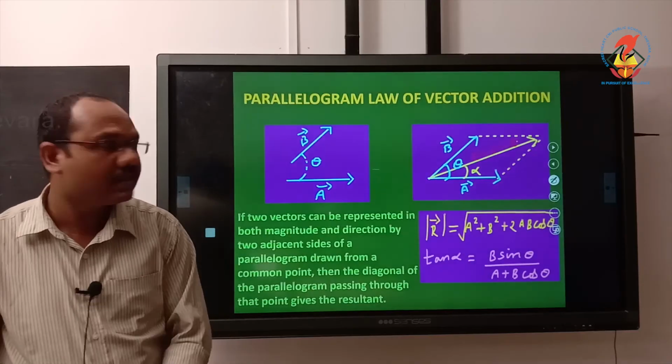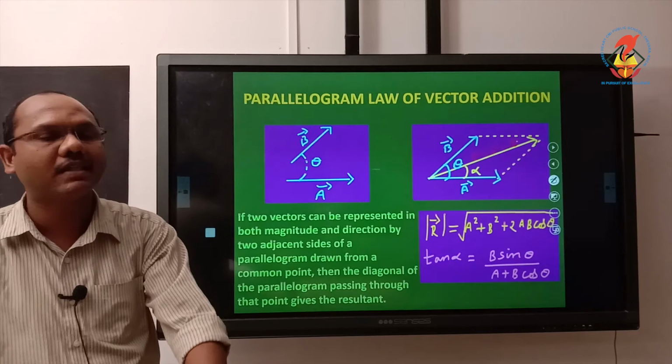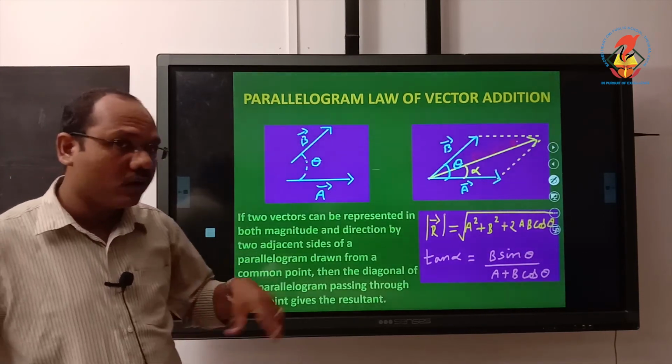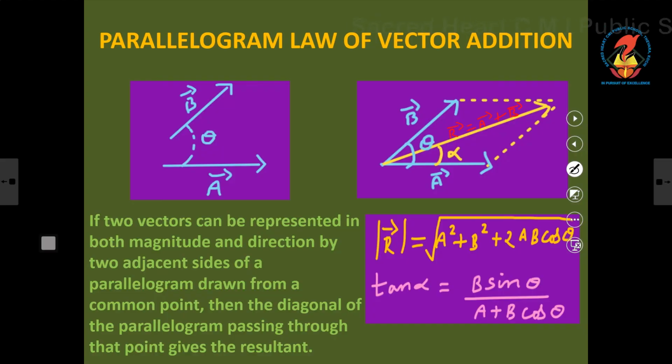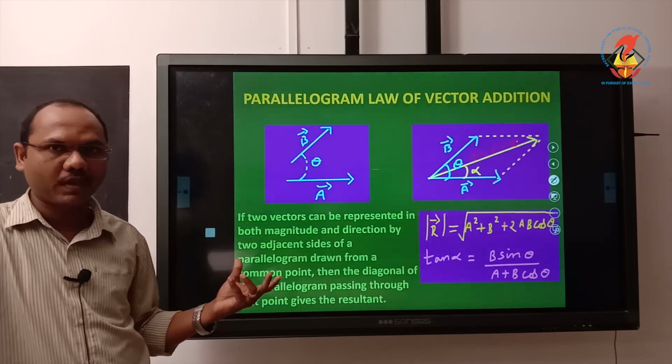Again I am saying that is just a representation. Vector R is equal to vector A plus vector B. That is just a representation. What actually am I doing? Modulus is found by root of A square plus B square plus 2AB cos theta, and direction is given by tan alpha is equal to B sin theta by A plus B cos theta. So this is what I am really doing.